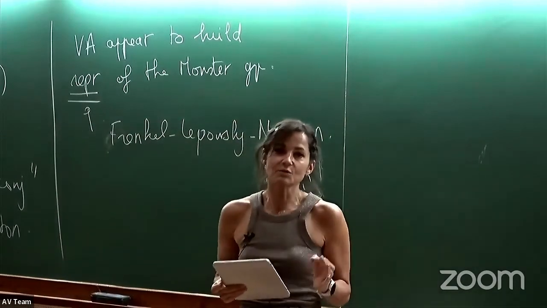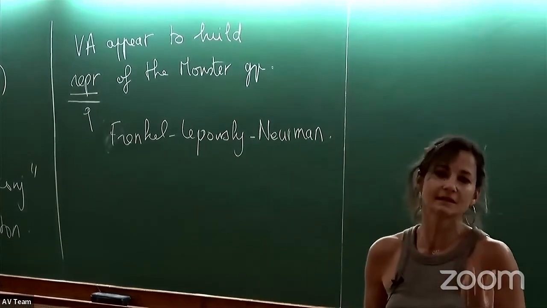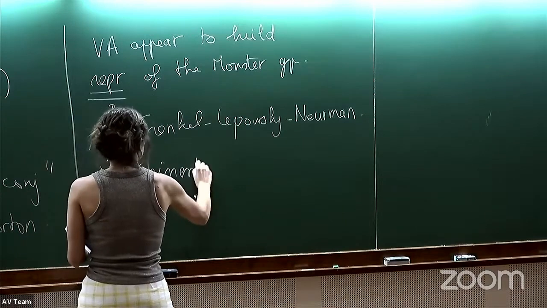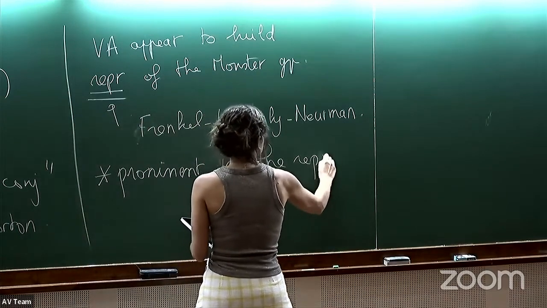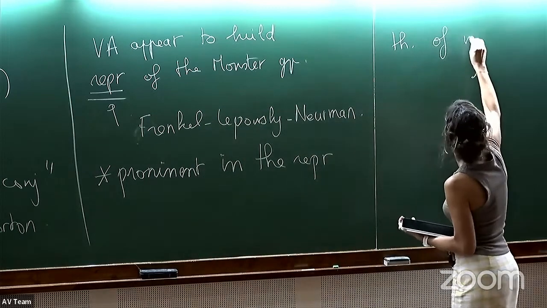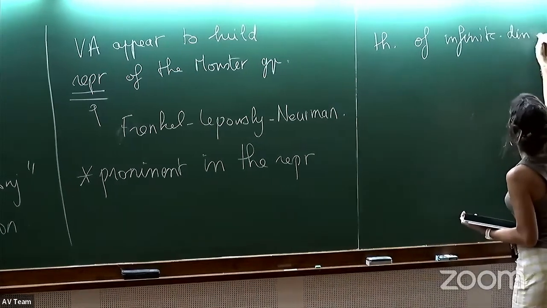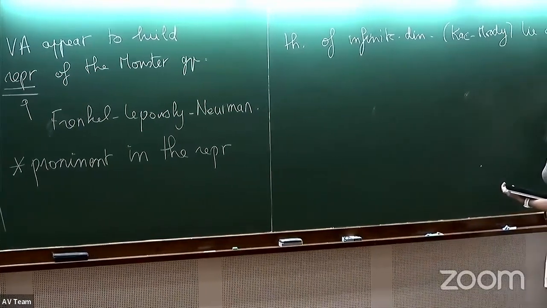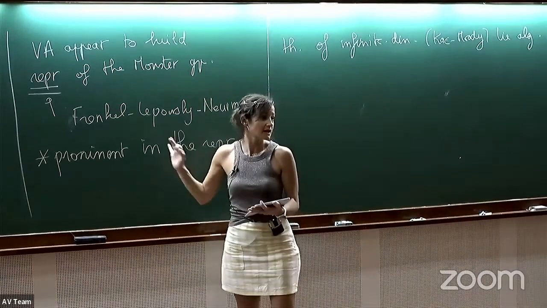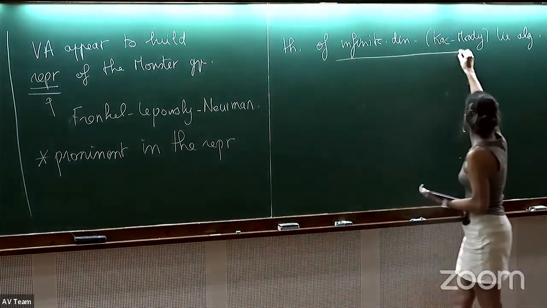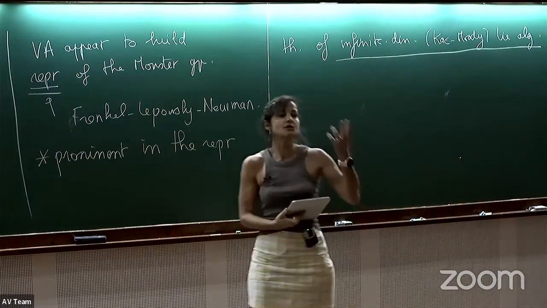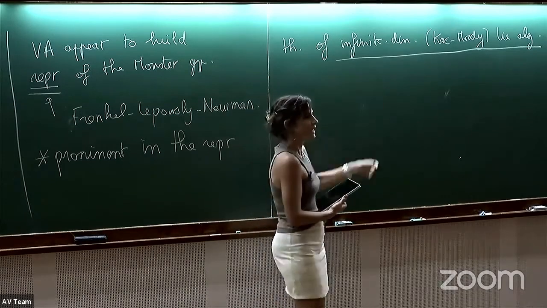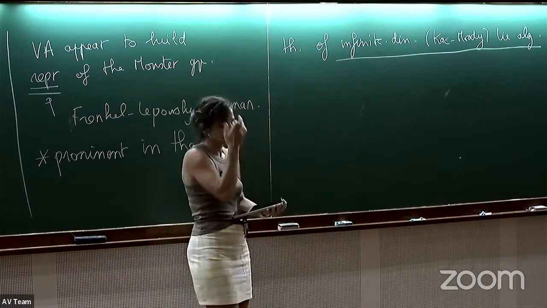So more generally, vertex algebras are prominent in the representation theory of infinite dimensional Lie algebras. In particular, affine Kac-Moody Lie algebras. I'm not going to talk about this specifically, but we will encounter many examples of vertex algebras from this setting. More specifically, we will see many examples that are actually representations of such Lie algebras, and we will also see related constructions. All right, so this is the first aspect.